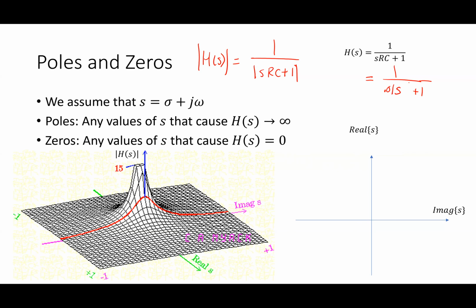Now, looking at that function, it potentially has some problems. Basically, I plug in S equal to sigma plus J omega, and I would evaluate this thing at every point on the complex plane, for every real and imaginary value. Isn't there a problem at some values of S associated with that thing? What value of S would be a problem?